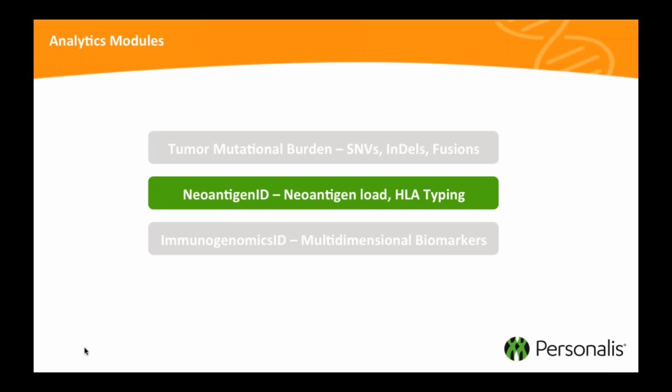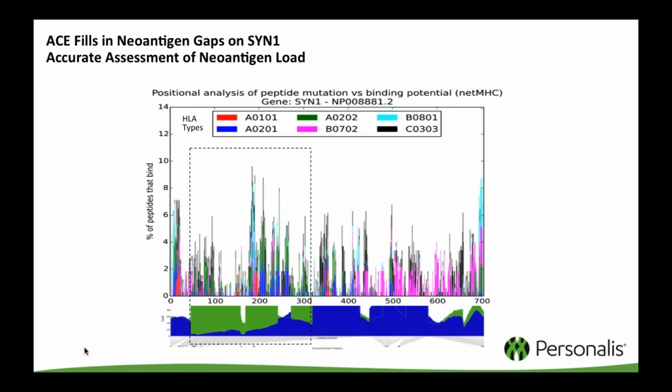Further analytics are provided within our neoantigen ID, such as deeper mutational landscape assessment by neoantigen load, and also determining the patient's HLA type. As you might know, neoantigens can occur anywhere in any gene, including housekeeping genes. And they can also occur in various genomic positions across the gene, so having accurate uniform coverage across the entire gene is needed. This is demonstrated here with the example of the SYN1 gene.